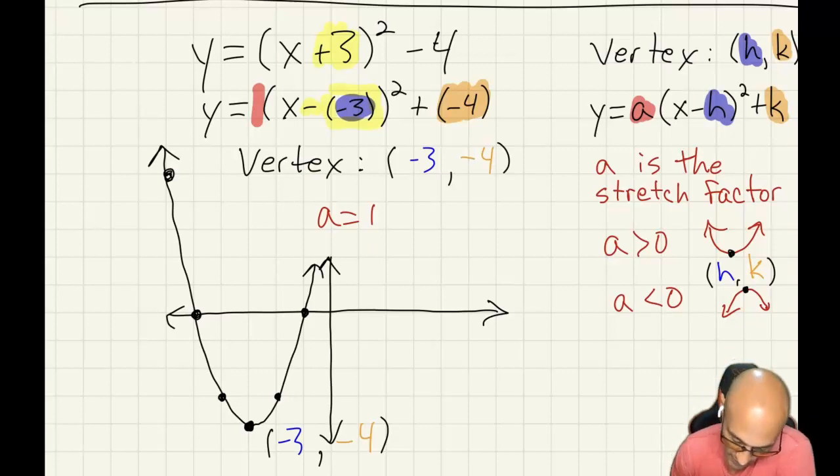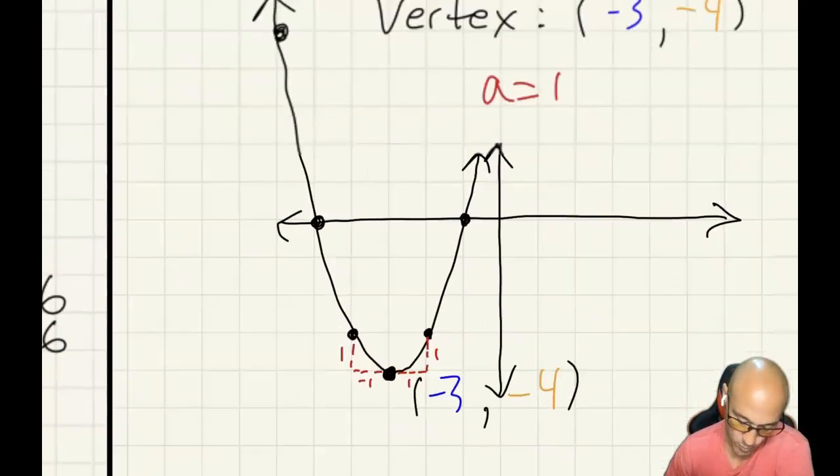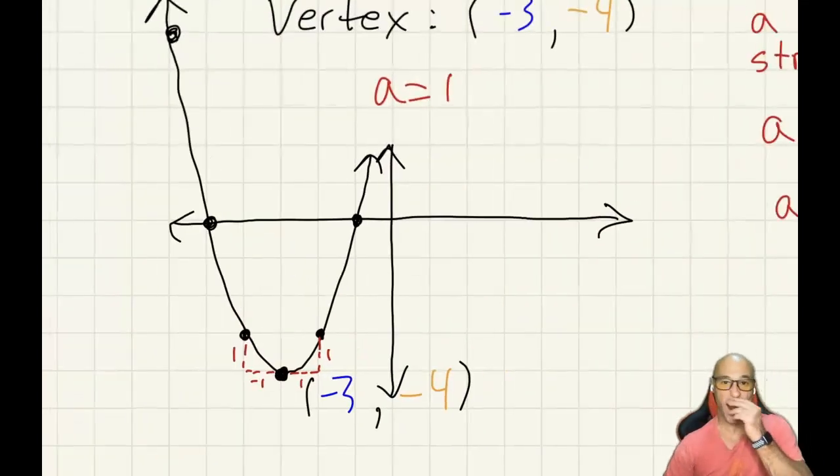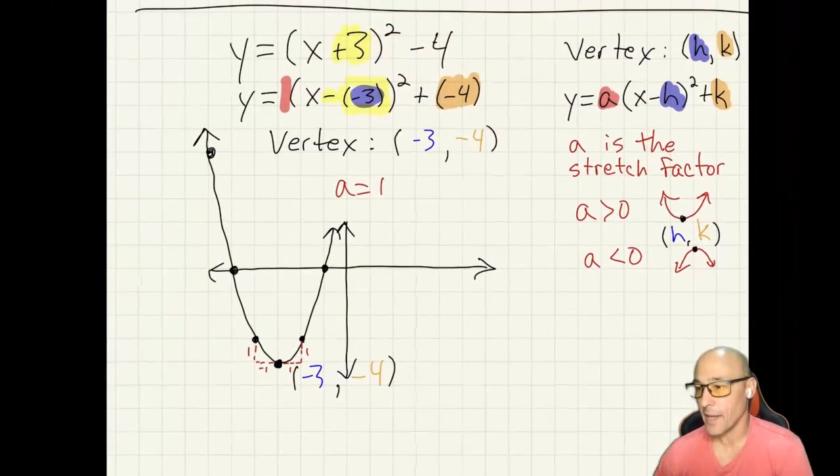So if I want to see where that A shows up on the graph, I can zoom in here and I can put going left 1 unit means going up 1, going right 1 unit means going up 1, and that's our first points away from the parabola. Questions on graphing using vertex form like that?